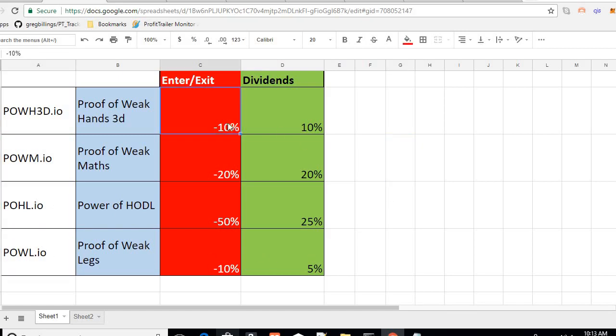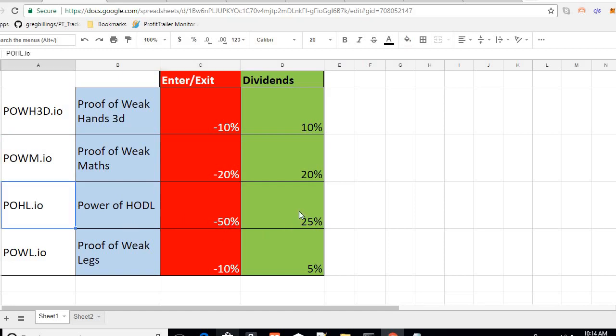So here are the dividends. When you enter the contract, you lose 10% of the money you put down in Proof of Weak Hands, and in Proof of Weak Math you lose 20, and in Power of HODL you lose half your money. That is a lot of money.